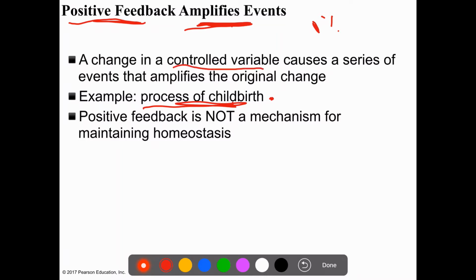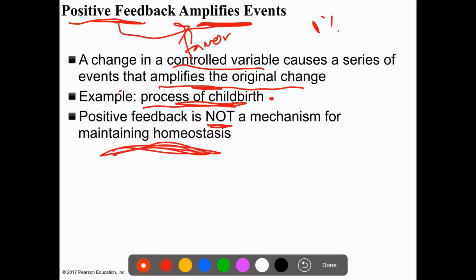Okay, a change in the controlled variable causes a series of events that amplify the original change. It means that here it's going to amplify to favor this change and ask for more. Now, this technically is not a mechanism to maintain homeostasis because it is not happening always. And usually that event is not a homeostatic event. So we are not talking about regulating temperature or ion concentrations and so on, rather about something temporary.